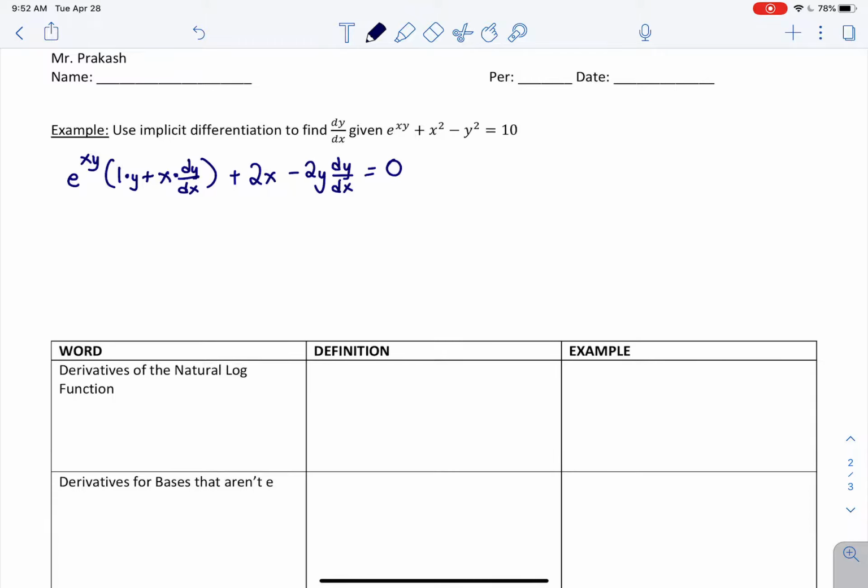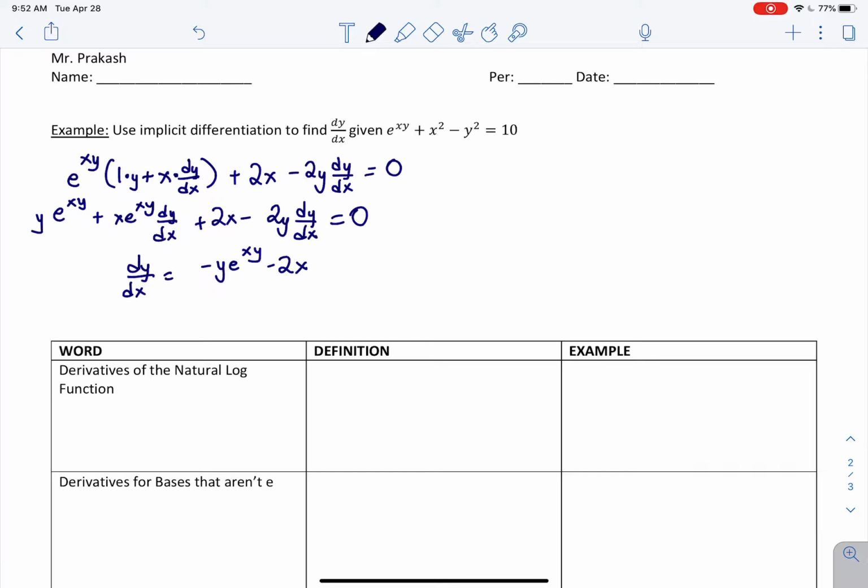Now I need to solve for dy dx. I'm going to try to isolate it. I'm going to expand this out. And then I can move all the non-dy dx terms to the other side and divide out the things that are multiplied to the dy dx's. And I get this expression as my derivative.